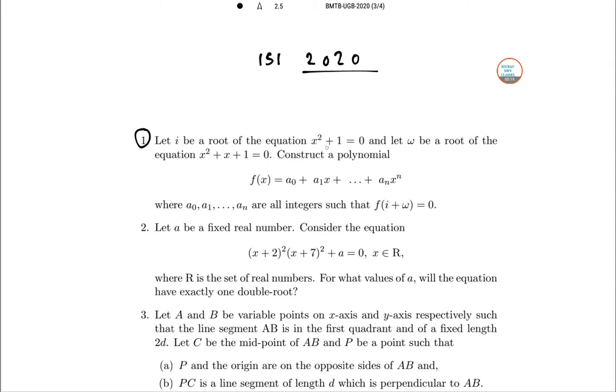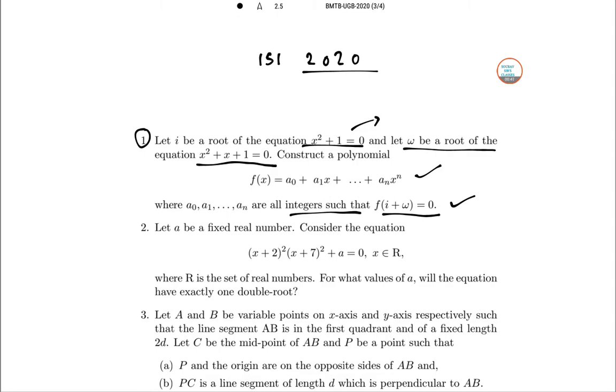Let i be the root of the equation x square plus 1 equals 0. Obviously, by this equation, we get imaginary roots. Let omega be the root of the equation x square plus x plus 1, and construct a polynomial f(x) of degree at most 4, where a0, a1, and so on are all integers, such that f(i plus omega) is 0. Okay, so this is the structure.